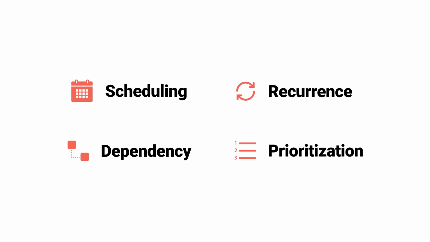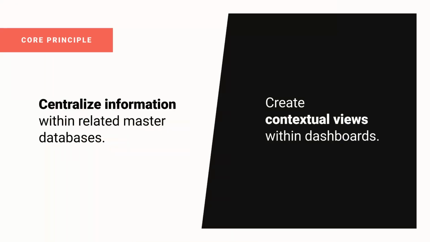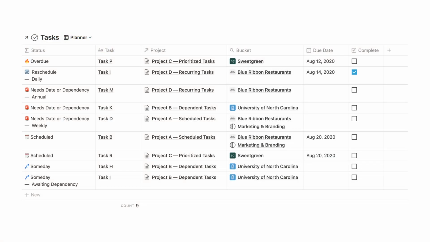So if you're familiar with any of my resources, you likely know that my foremost recommendation for Notion is to centralize information within related master databases, then create filtered views of that information within contextual dashboards. And like the Bulletproof workspace, this Bulletproof Task Management system upholds that principle. At its core is a master tasks database, which centralizes all of the tasks in your workspace. The template also includes a handful of complementary databases to demonstrate the various contexts in which you can manage your tasks.